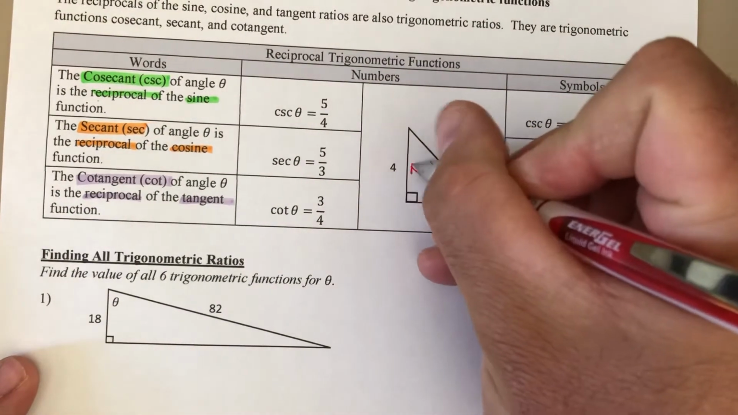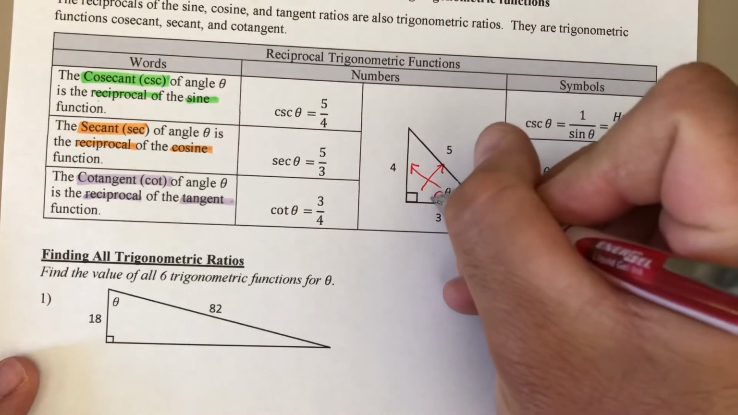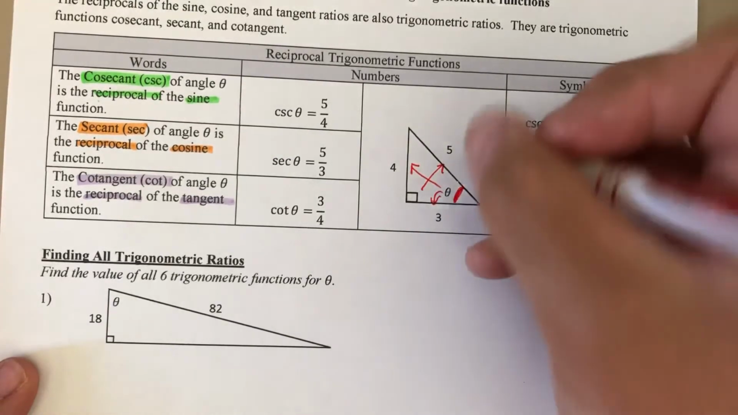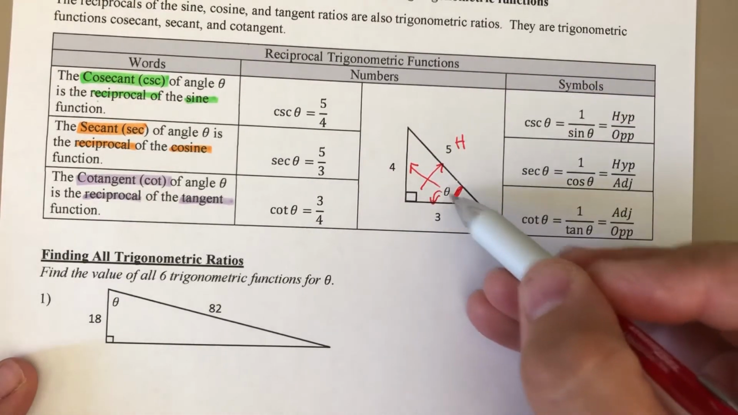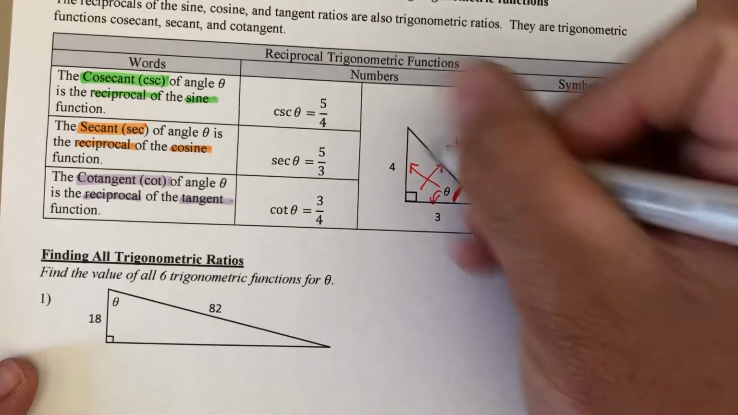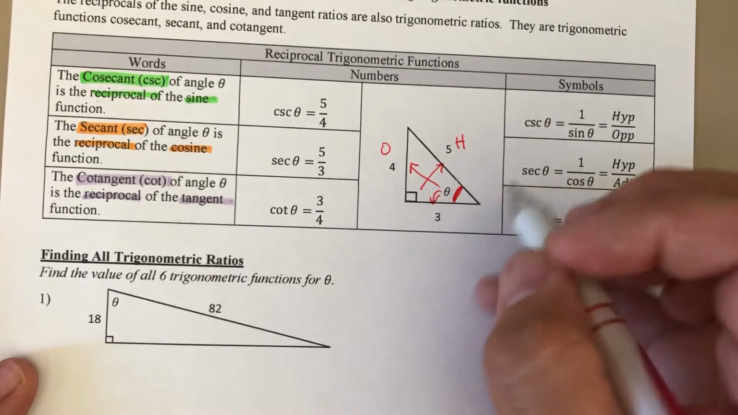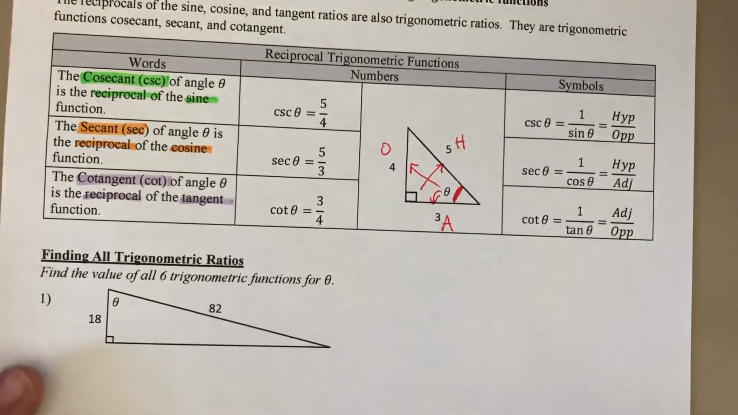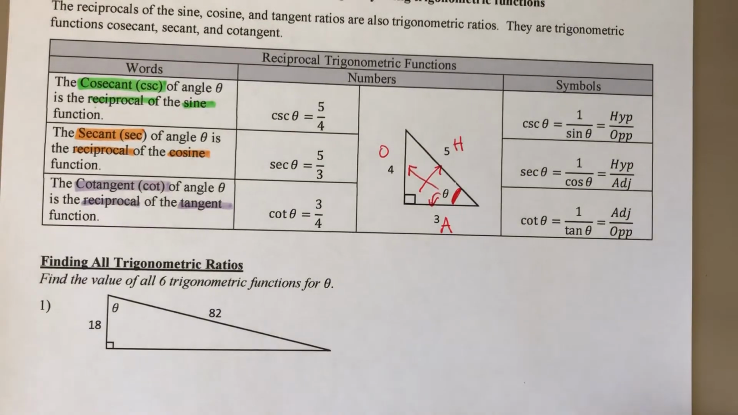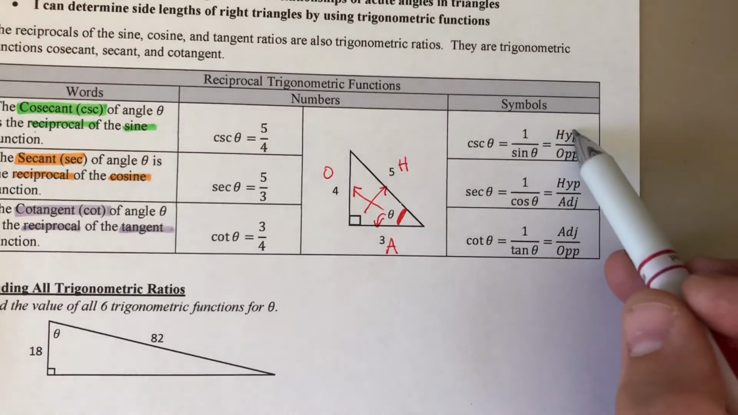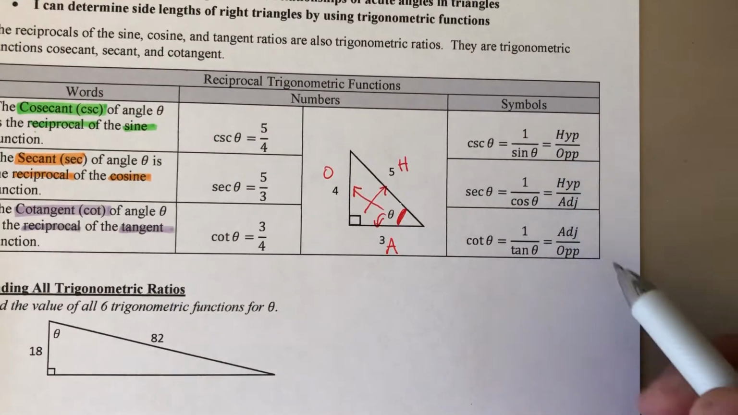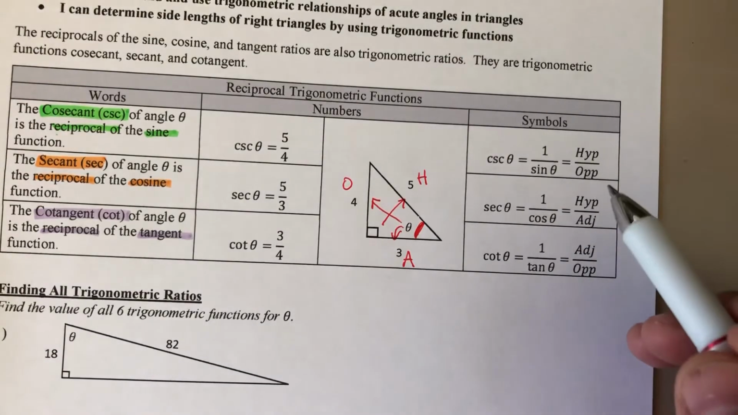And we start the same way as before. We label the sides. Across from the right angle is the hypotenuse. The leg furthest from the angle is your opposite, and the leg closest to your angle is your adjacent. Then you can see that now it's going to be H over O, H over A, and A over O instead of the reverse of those.